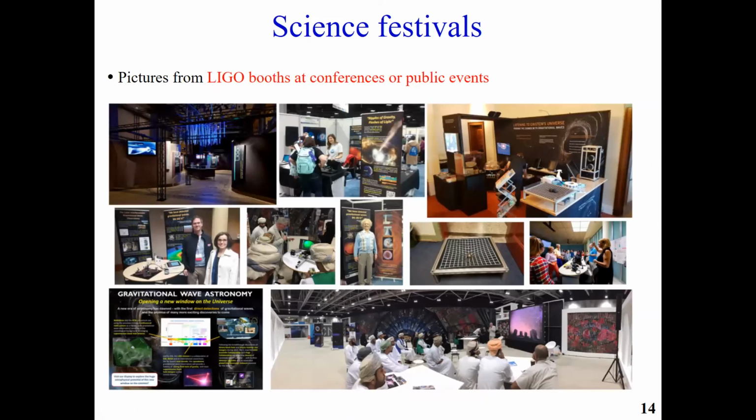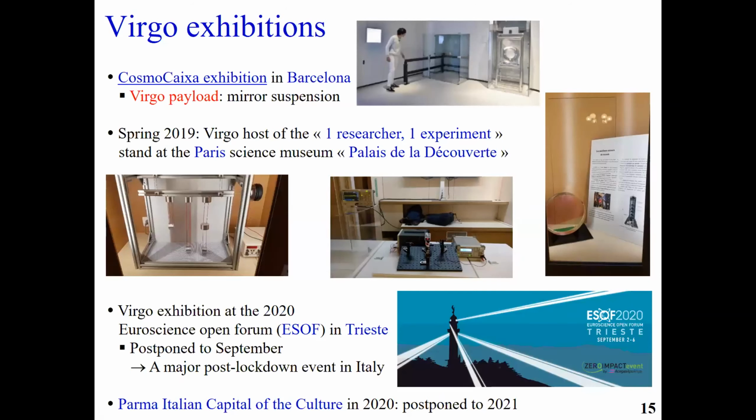This is a set of pictures taken at various conferences or public events where LIGO was. They usually come up with booths that are always very well attended. On the Virgo side, we try to participate in exhibitions where we show actual pieces of Virgo or things built to show how Virgo works. At the top, you have a mirror of the first generation of the Virgo detector on display with the final stage of its suspension.